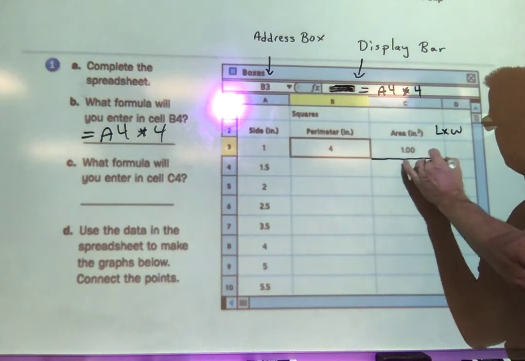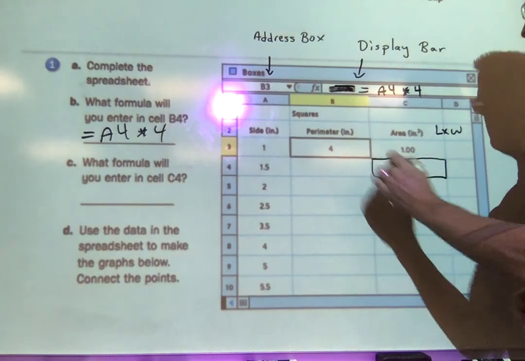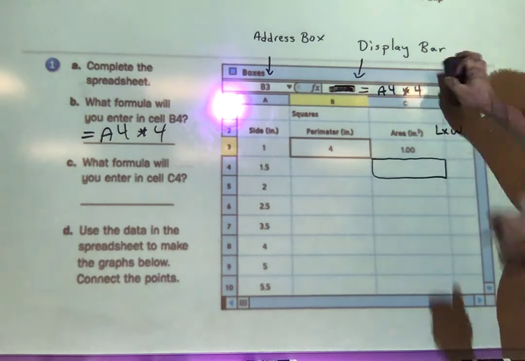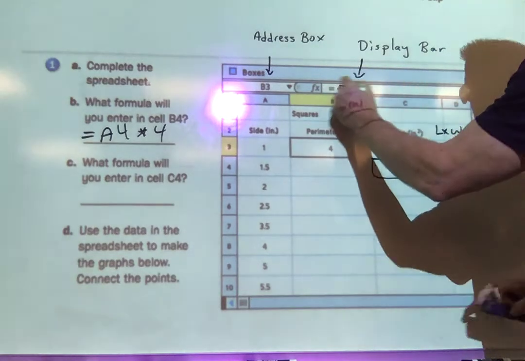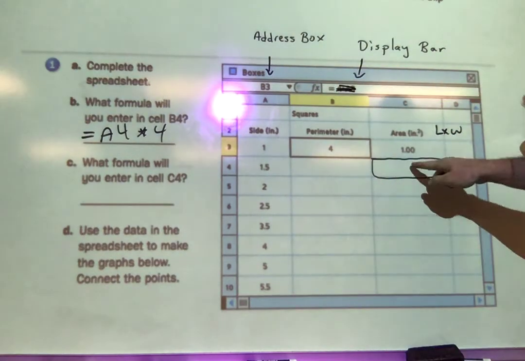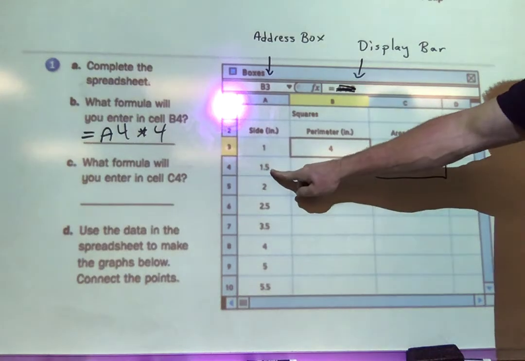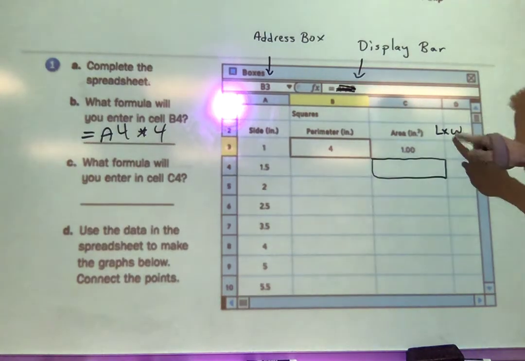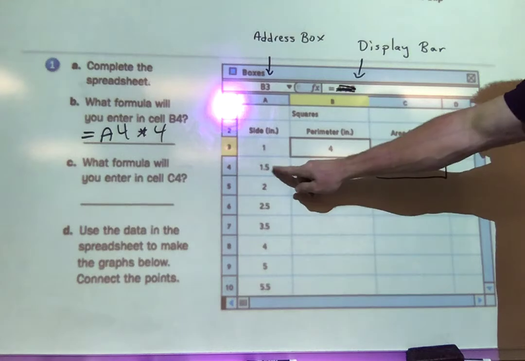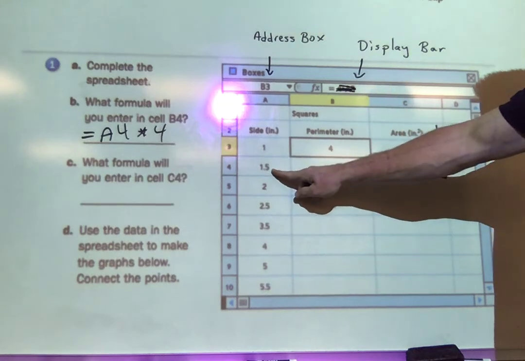So I'm out here. What would I tell the computer to do? Erase this here. What would I tell the computer to do if I wanted to find, this time, the area of this square? And to find area, we know that's length times width. So I just need to take 1.5 times 1.5.